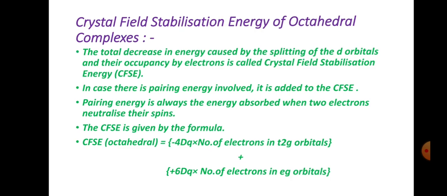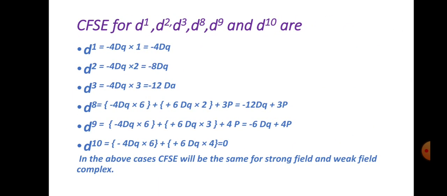Here we see the CFSE for d1, d2, d3, d8, d9 and d10 systems. First, for d1, the CFSE will be equal to minus 4 Dq into 1, which is equal to minus 4 Dq. For d2 system, we get minus 4 Dq into 2 equals minus 8 Dq. For d3 system, minus 4 Dq into 3 and we get minus 12 Dq. While for d8 system, it equals minus 4 Dq into 6 plus 6 Dq into 2 plus 3 pairing, we get minus 12 Dq plus 3 pairing.